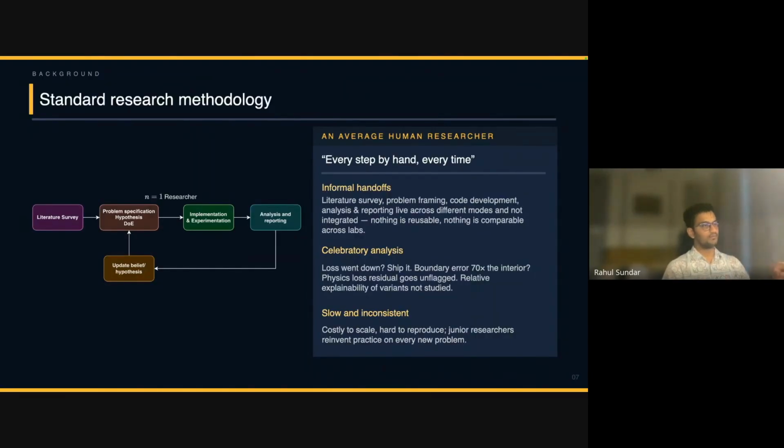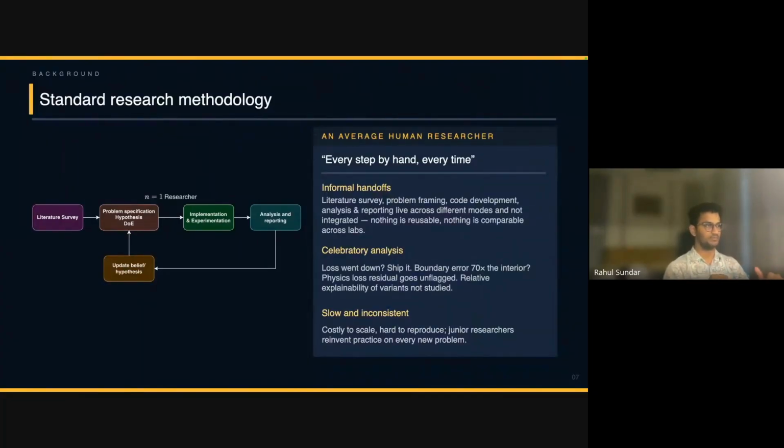And it can so happen here, although it is shown linearly here, the problem specification can also happen before the literature survey, and then you're looking at a hypothesis, and then you try to see if people have already done that. So it can also be an iterative process, but let's assume that it's currently linear.